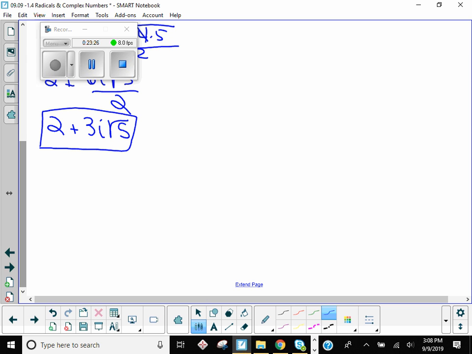Okay, and this was just part 1 of the problem. Part 2 asks to identify the A and the B parts. And here's what that means. We talked about how a complex number in standard form is A plus Bi. What part of this number is in the position of the A? 2. So I would say A equals 2.